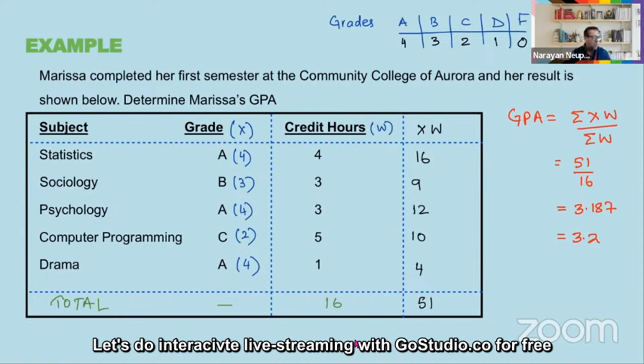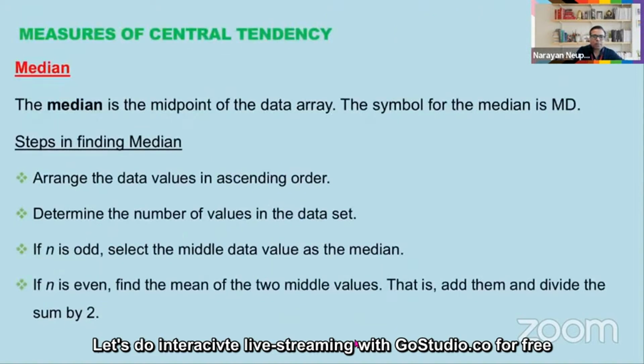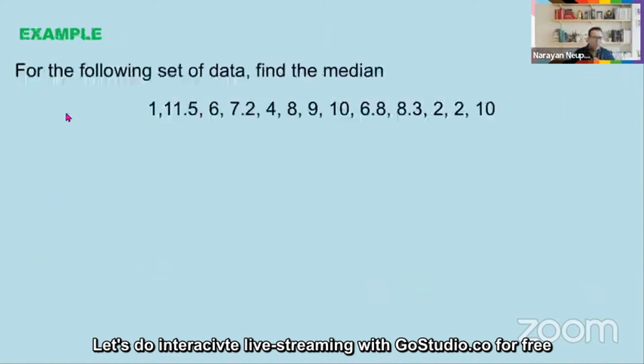The next one is going to be the median. And when we say median, median is the middle point in the data array. So what you have to do is, in order to find the median, you have to arrange the data and find what goes in the middle. The value that is in the middle of the arranged data, that is called the median. So let's take an example so that this will make more sense.